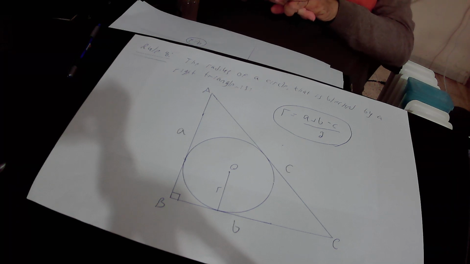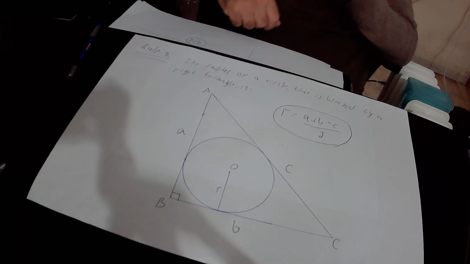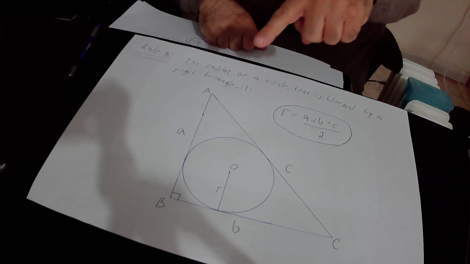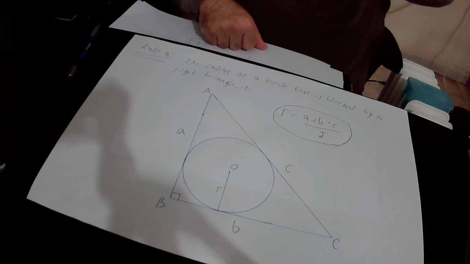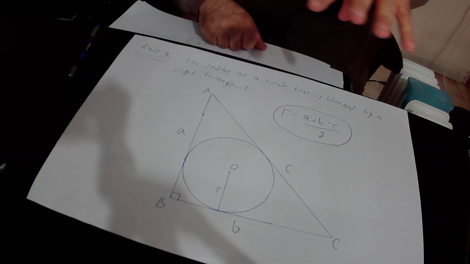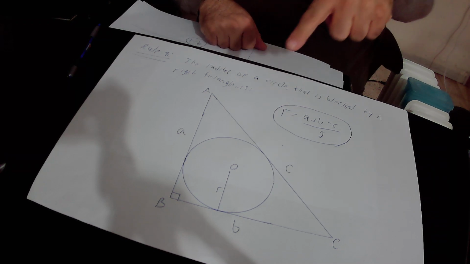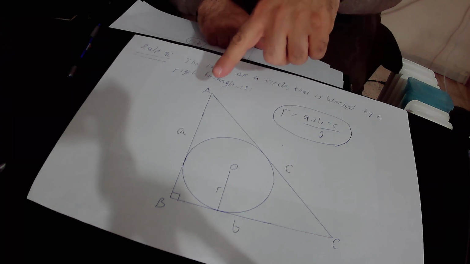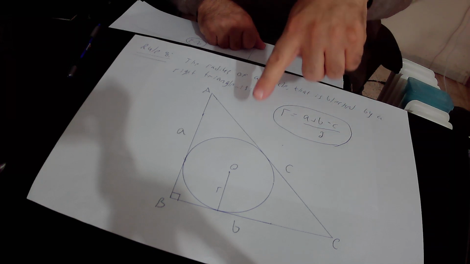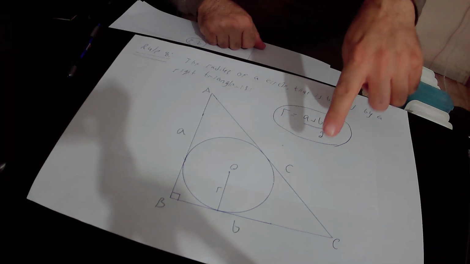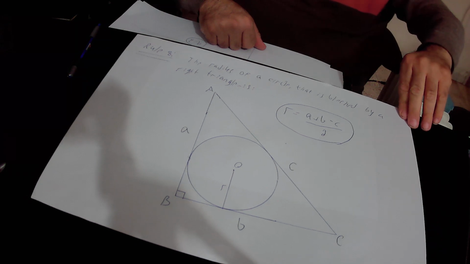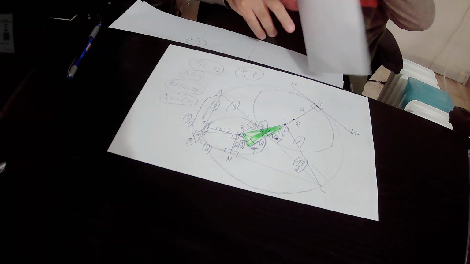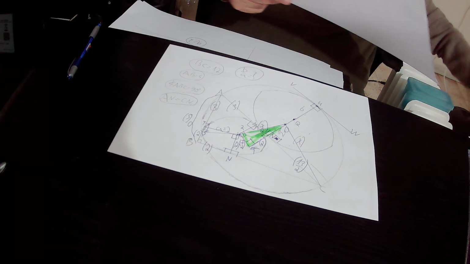According to rule number 8, we can calculate the radius of this circle that is blocked by the right triangle ABC only by knowing the side lengths of the right triangle that blocks it. That is to say, the radius of this circle R will be equal to A plus B minus C over 2. Again, R equals A plus B minus C over 2. You can implement rule number 8 in our drawing.